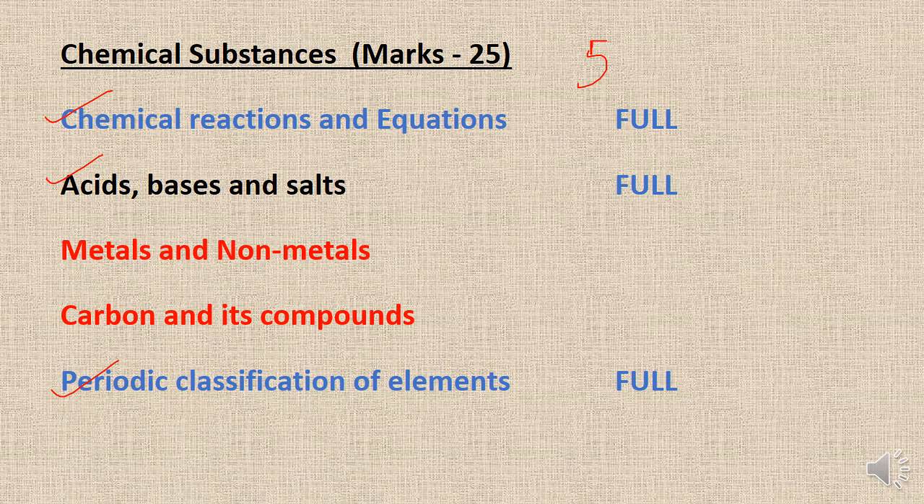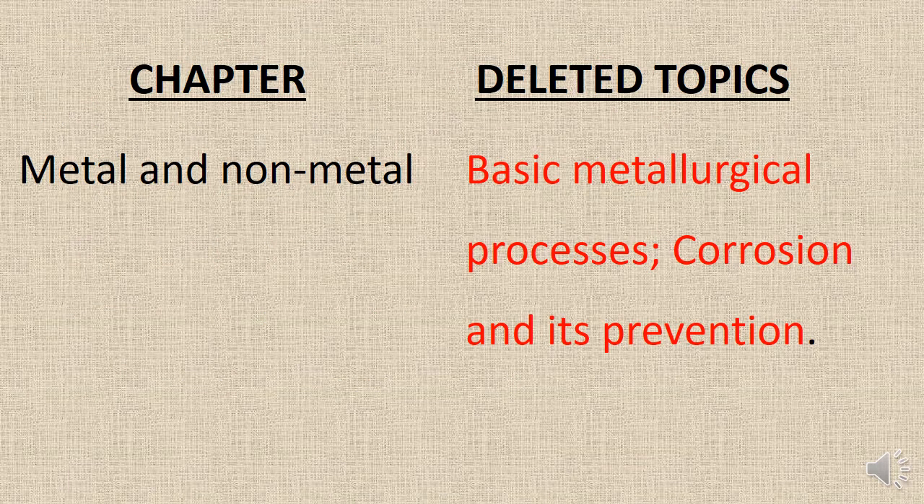From metal and non-metal, the deleted topics are basic metallurgical processes, corrosion and its prevention. The other topics, that is chemical and physical properties of metals and non-metals, the reaction between metals and non-metals, that is ionic bonding, all these you need to study.